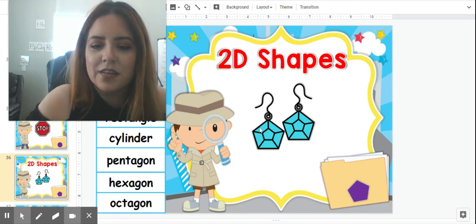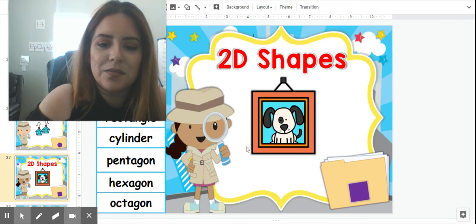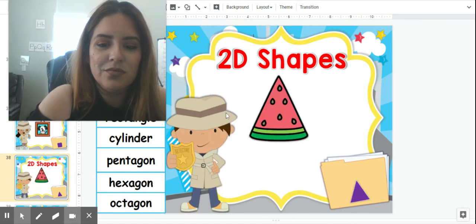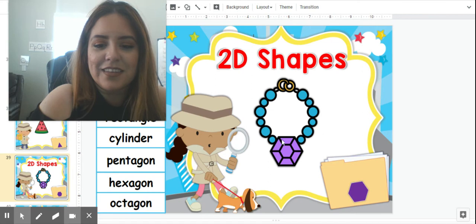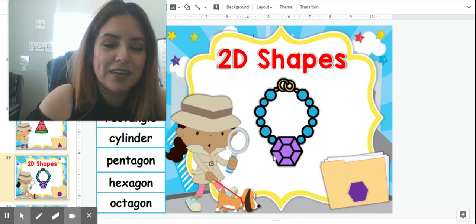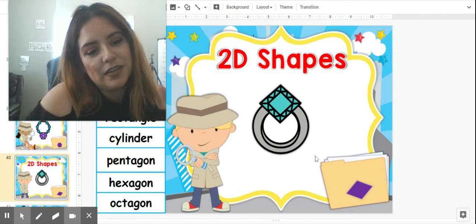And these earrings look like a pentagon because they have 5 sides and 5 vertices. This frame is a square. This watermelon is a triangle. And this necklace is a 1, 2, 3, 4, 5, 6, a hexagon because it has 6 sides and 6 vertices. That is called a hexagon. And this is called a rhombus. So it also has 4 sides and 4 vertices, but it's a little bit tilted.